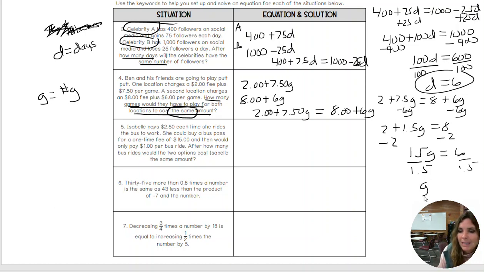So the number of games for the amount of money to be the same at both locations would be 4. So we would say 4 games. If they play 4 games, it doesn't matter which location they go to, it costs the same amount.